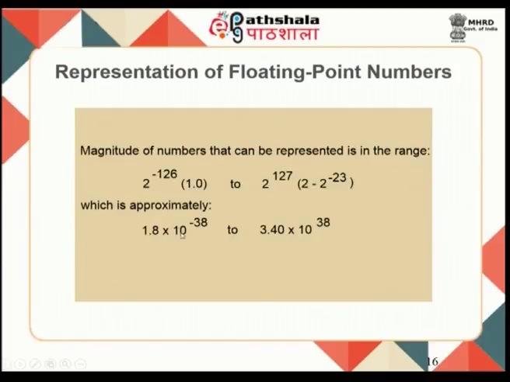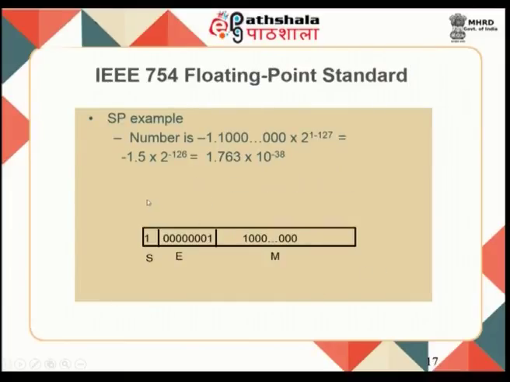Similarly, if you have a number like this, the magnitude of the numbers that can be represented using this representation are in the range of 2 power minus 126 times 1.0 to 2 power minus 127 times 2 power minus 223, which is approximately this range. This is yet another example. If you have to represent minus 1.5 into 2 power minus 126, then this is how the representation goes.